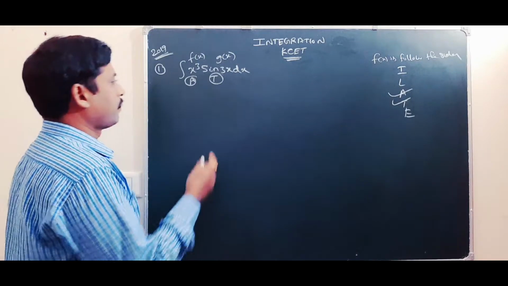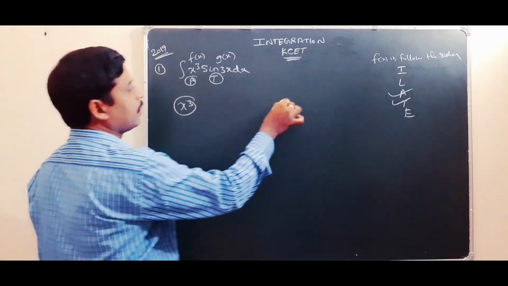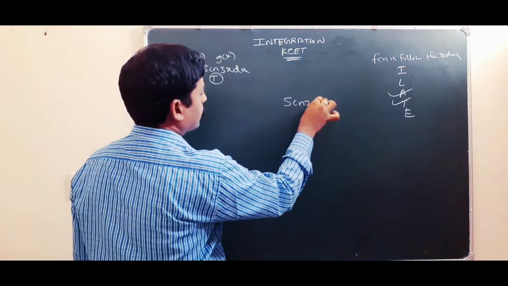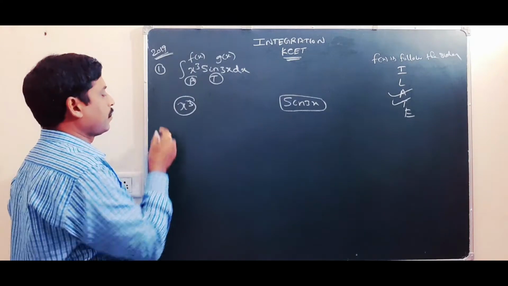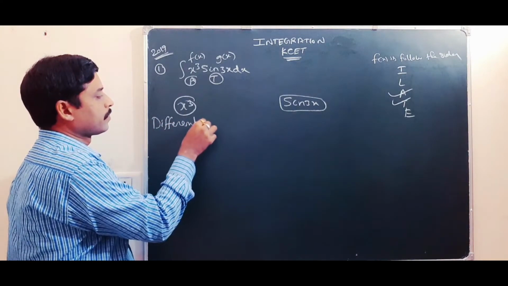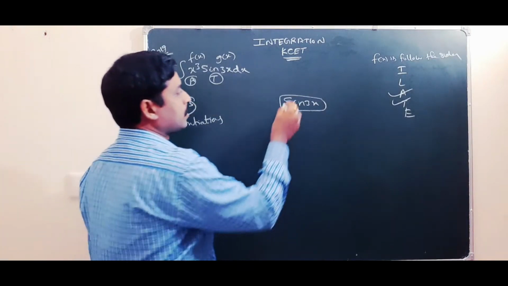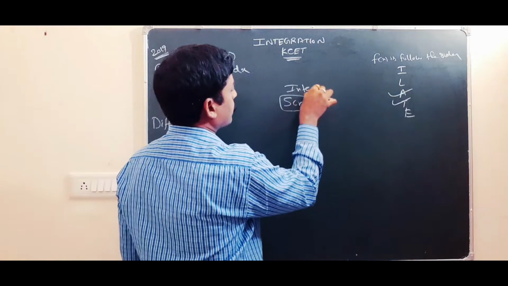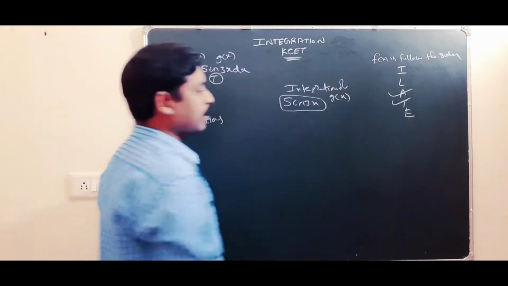So now let us explain a different method. First write x cube and sin 3x. On the left side we should write the differentiations of x cube, and on the right side the integration of sin 3x, that is, the integration of g of x.